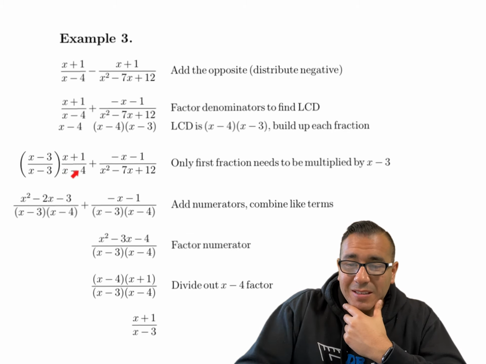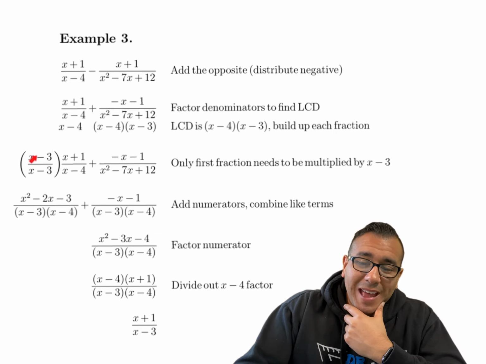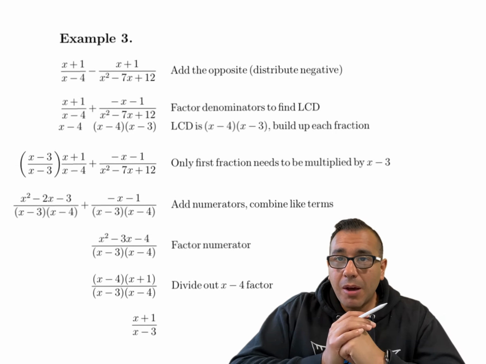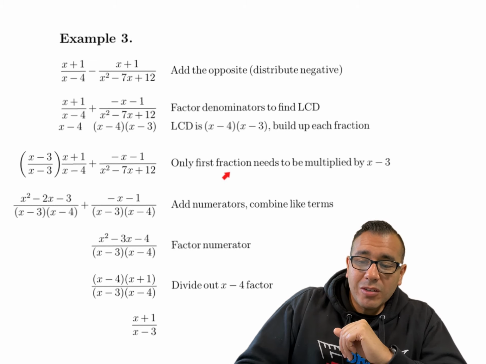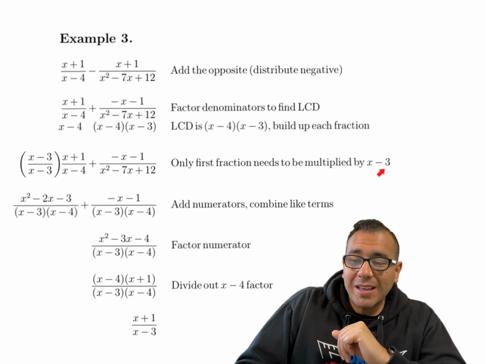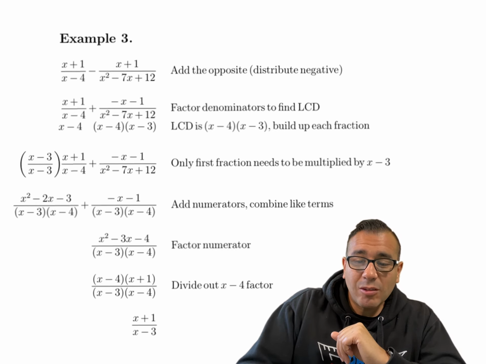It has the x minus 4, but it's missing the x minus 3. So that's what I'm going to multiply the top and the bottom by. What's missing? All right, so only the first fraction needs to be multiplied by the x minus 3, right? Because that's what it was missing.